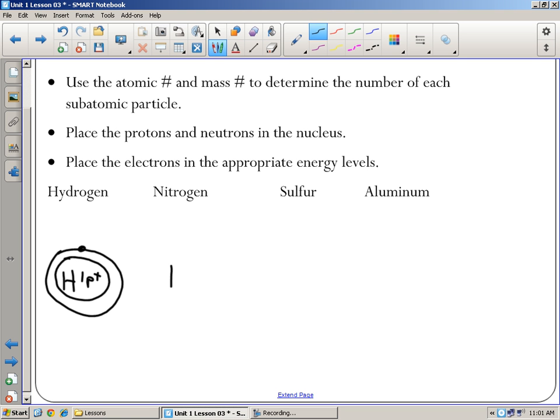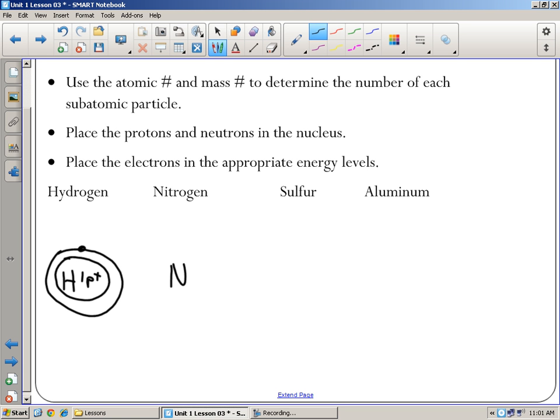Nitrogen. We talked a little bit about this at the beginning of the year. These are nice, simple diagrams. They're easy to represent. It's not that cloud thing that we're talking about, the quantum mechanics model. It's nice and easy. Electrons go on a specific energy level, even though this is probably not what it looks like, right? Nitrogen is number 7, right?